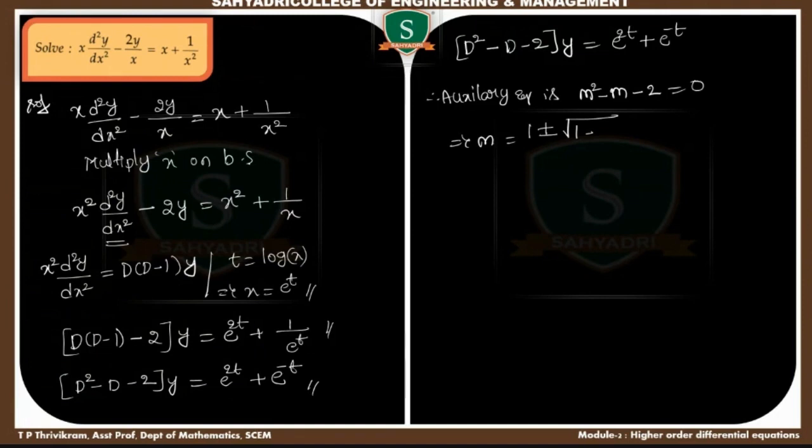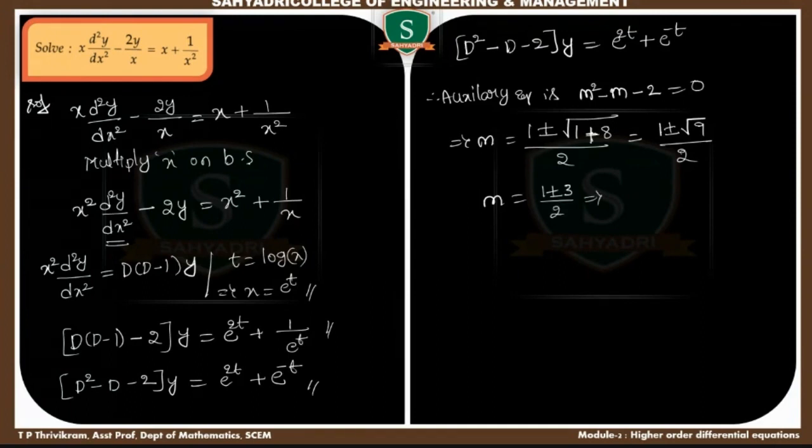How much will you get? 1 plus or minus root of 1 minus minus of minus, you'll get root 1 plus 8, divided by 2. So this is equal to 1 plus or minus root 9 divided by 2. Root 9 is 3. Correct. So m is equal to 1 plus or minus 3 divided by 2.